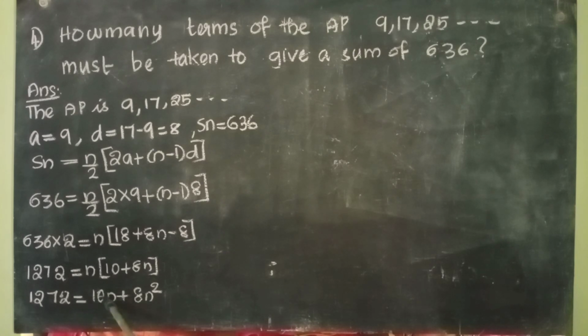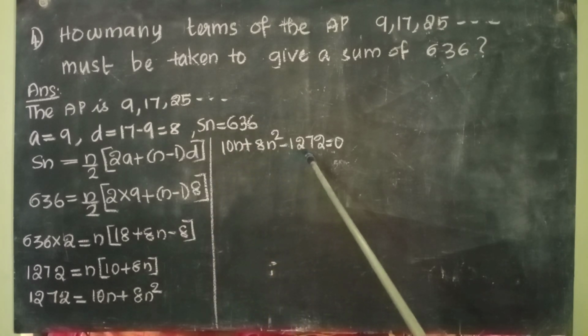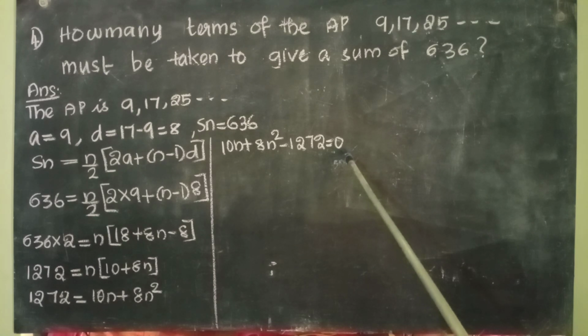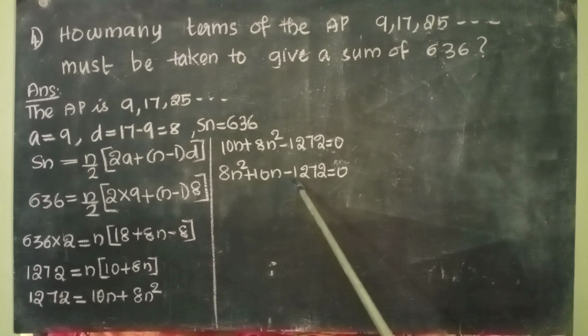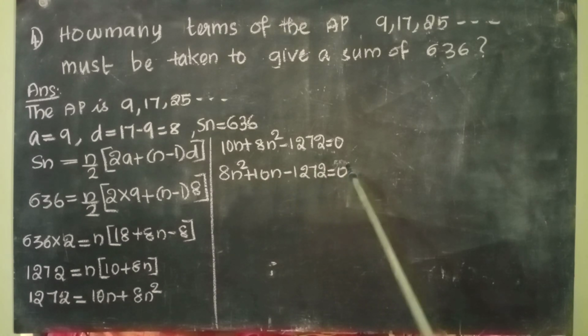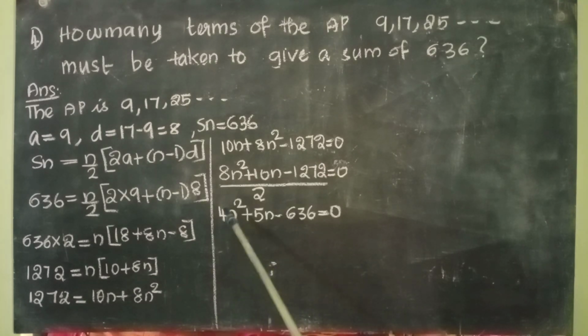1272 equal to 10n plus 8n square. Now we can take this 1272 also to the right side. 10n plus 8n square minus 1272 equal to 0. We can write it in order: 8n square plus 10n minus 1272 equal to 0. If we want, we can divide it throughout by 2. We get 4n square plus 5n minus 636 equal to 0. This part is optional. If you want, you can divide it by 2. Otherwise, we can proceed with the same equation.